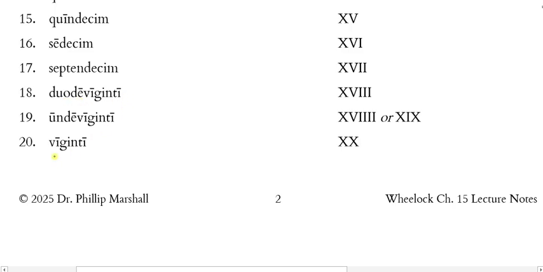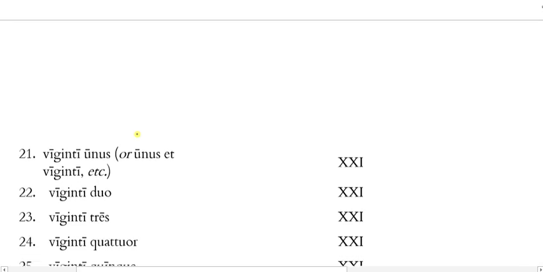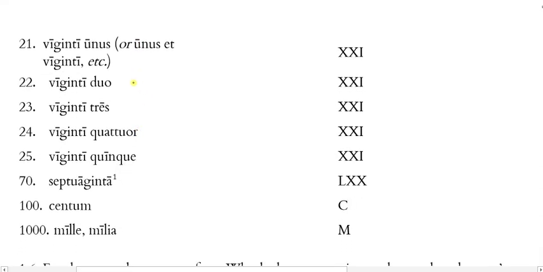So the word for 20 is viginti. Okay, and this is 2 from 20, which is 18. So duodeviginti. 19, undeviginti, 1 from 20, and viginti. And then 21 is just viginti plus the cardinal. So I won't read these out loud, but viginti unus, viginti duo, and so forth.